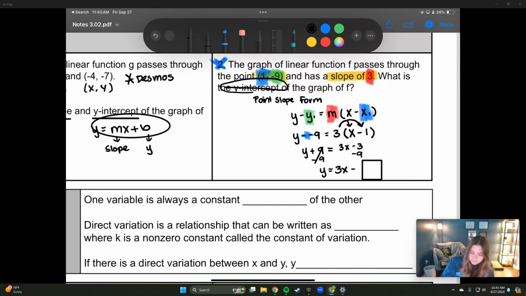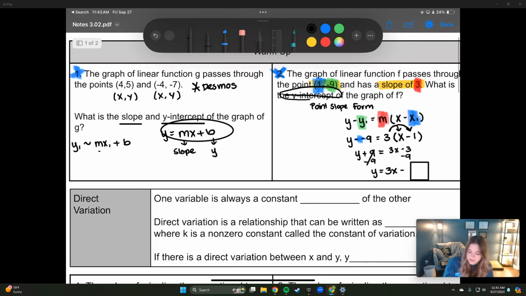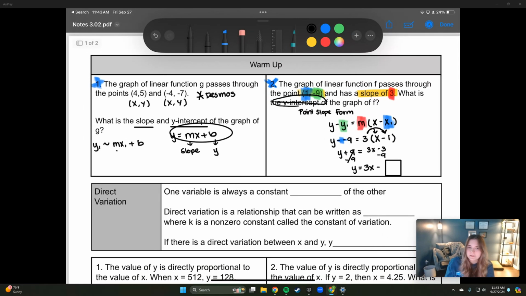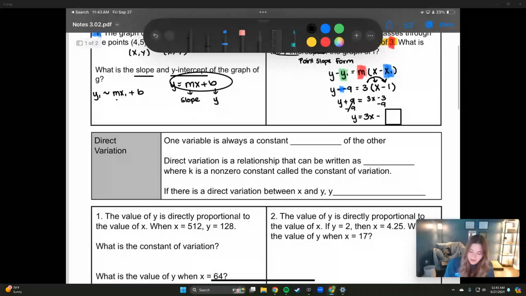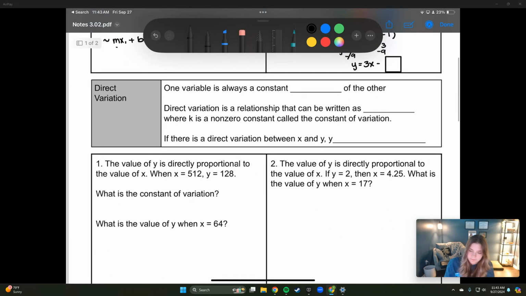Alright, remember, if I went too fast for you, you can change the playback speed. You can also rewind, you can pause, you can also send me an email and say, hey, Miss Bailey, I didn't get what you said here. Can you help me out? And I would love to help you. But let's start talking about a new concept.